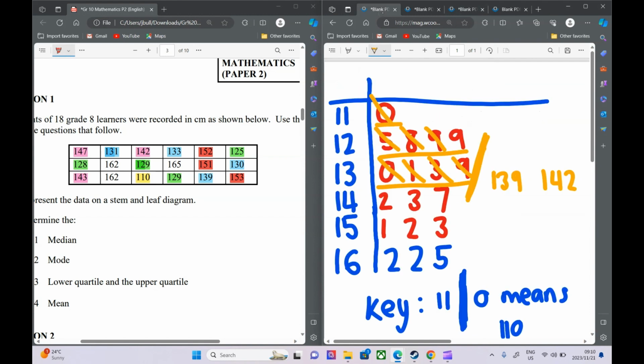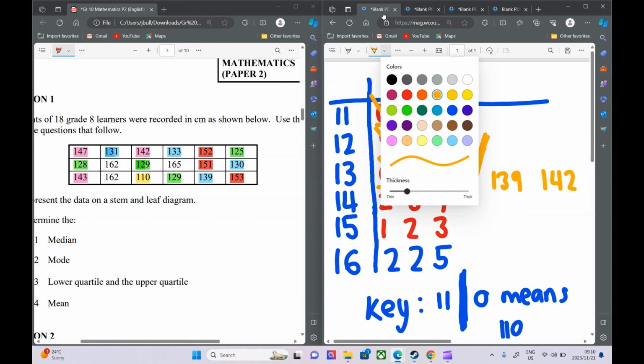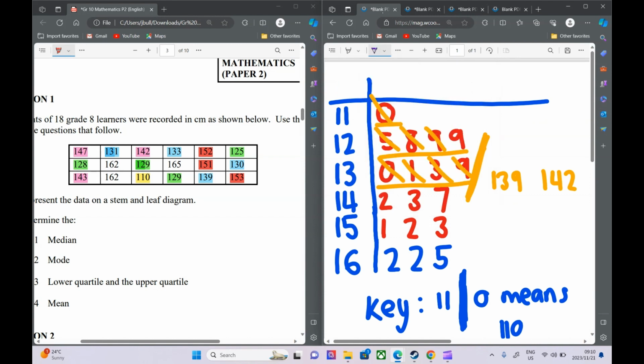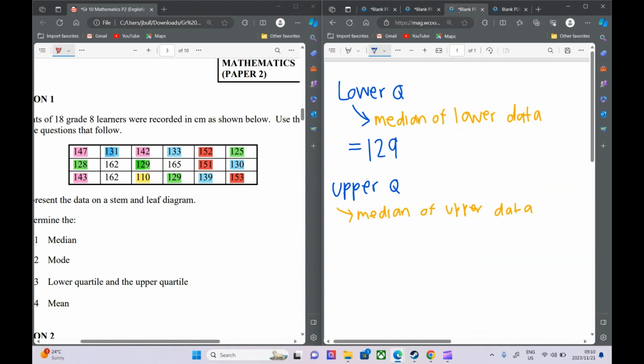We do exactly the same then. Let's just get a different color. So for the upper part of the data, we want the upper quartile. So again, we want the median of this section. Exactly the same. We just cross out like we would to find the middle number. And so we get our middle number is 152. So our upper quartile is 152. That is the median of the upper part of the data.